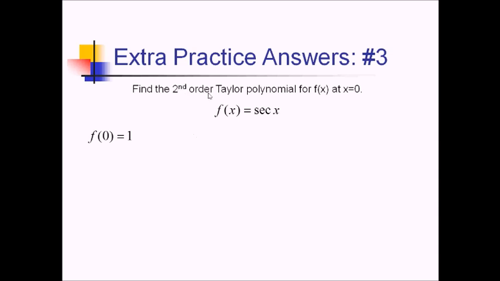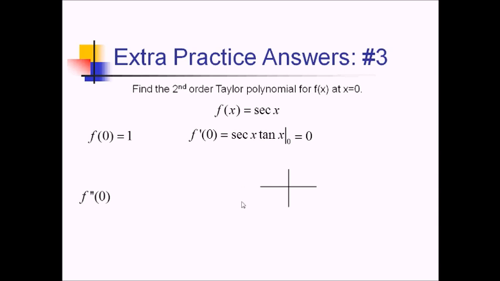That means second derivative. So f prime, that's going to be secant of x tan of x, evaluated at 0. That's going to give us, well, let's see, tan of 0 is 0, so that zeroes everything out. And then finally, we need f double prime of 0. So for that, I'm going to use the product rule.